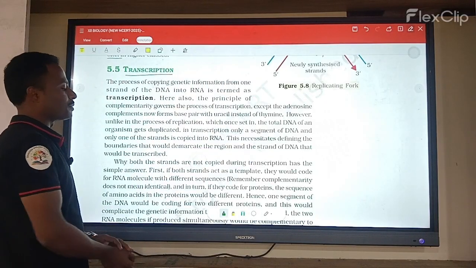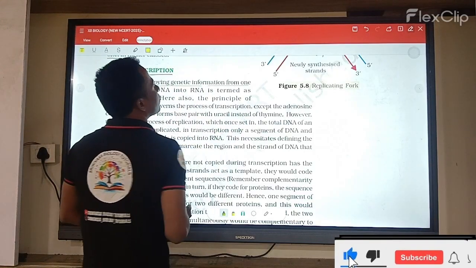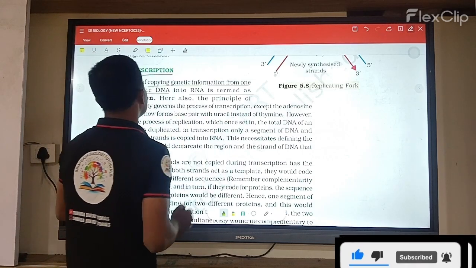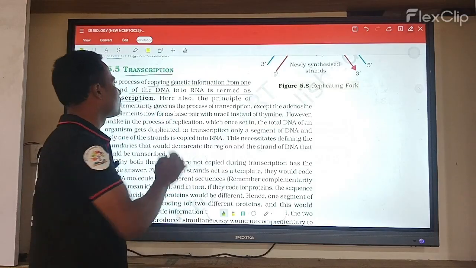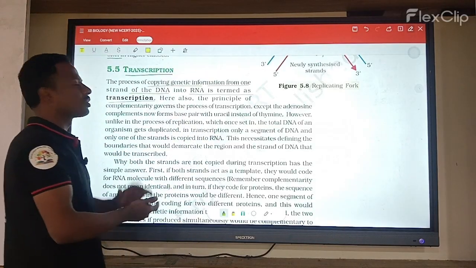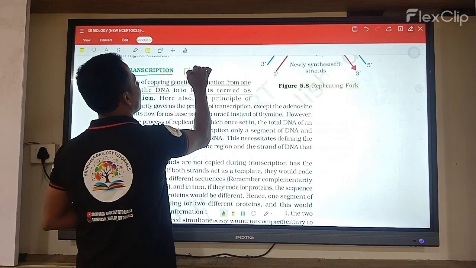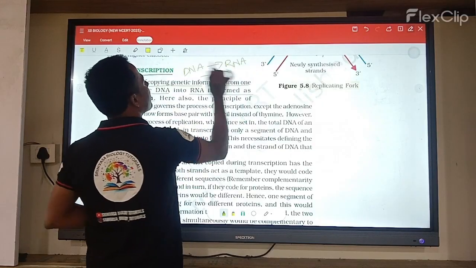What is transcription? The process of copying genetic information from one strand of the DNA into RNA is called the transcription process. The transfer of genetic information from DNA to RNA is called transcription.